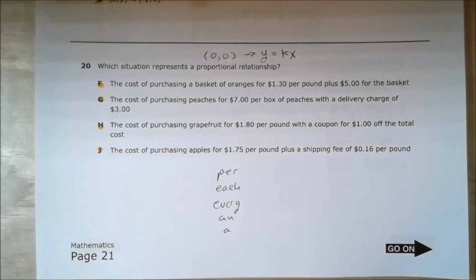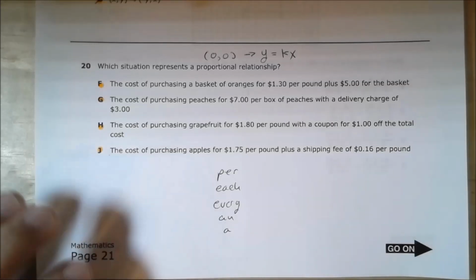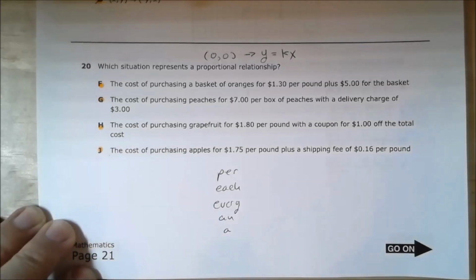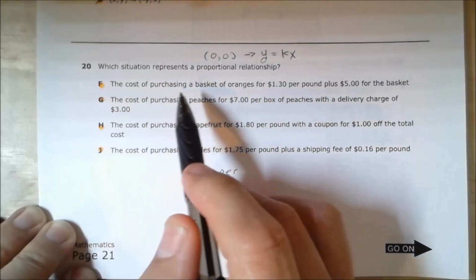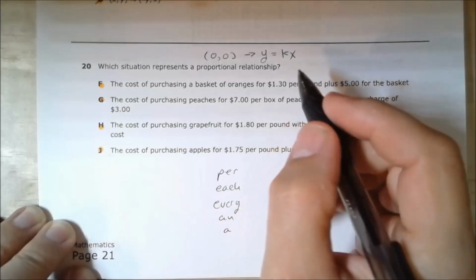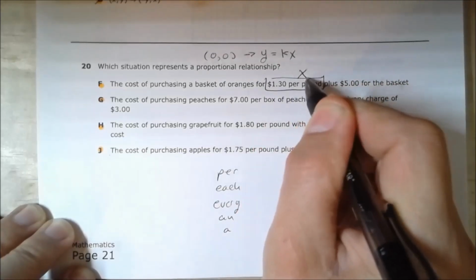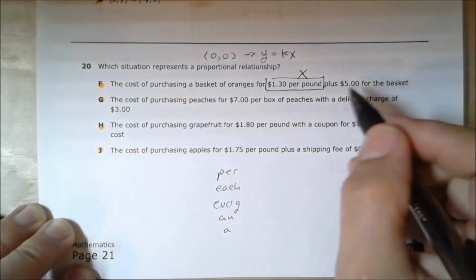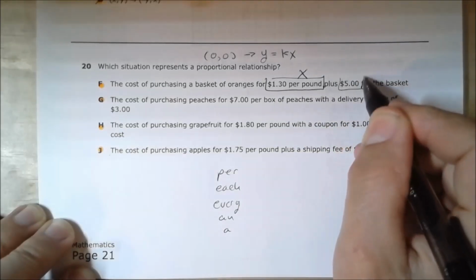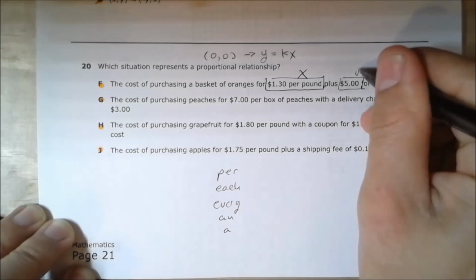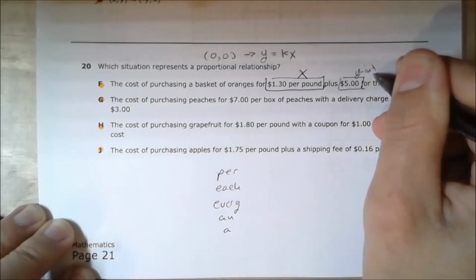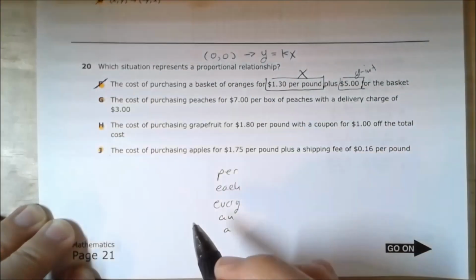So let's take a look at F, and we're going to see if we can rule this one out. If we can find a y-intercept, we cancel it out. It's not an option. The cost of purchasing a basket of oranges for $1.30 per pound. That gets our variable, so I'm going to put an x on it. So we're good. Plus $5. That plus $5, that's a y-intercept. That's non-proportional, so it can't be F.